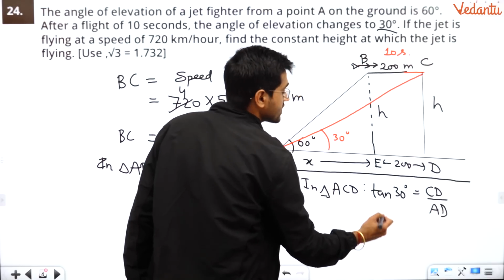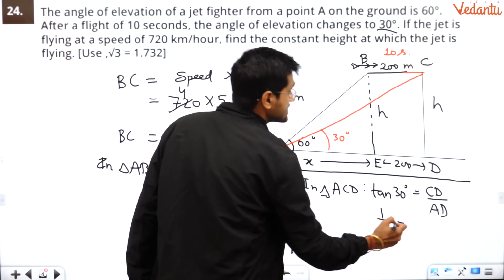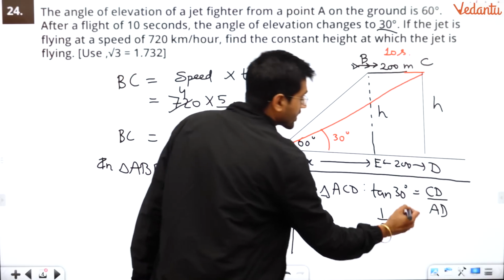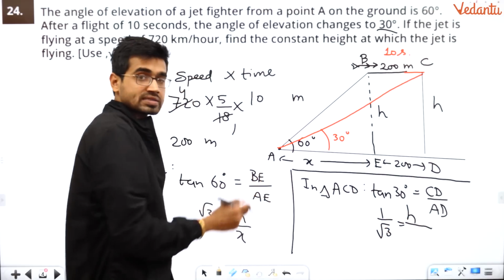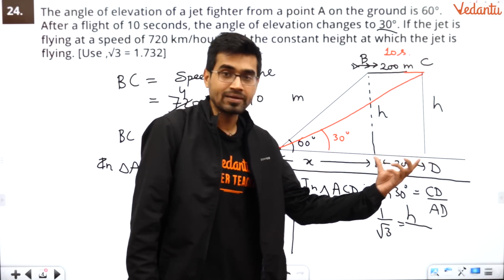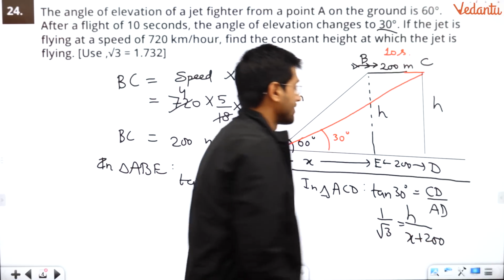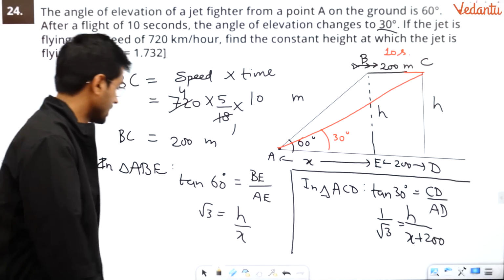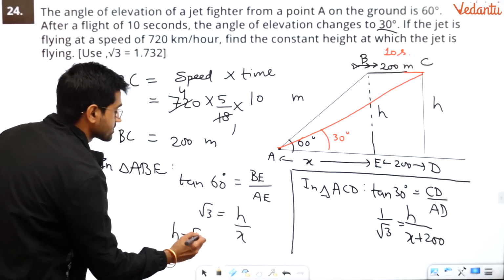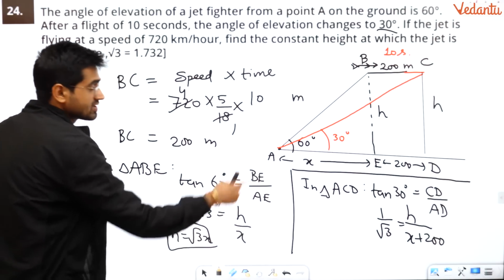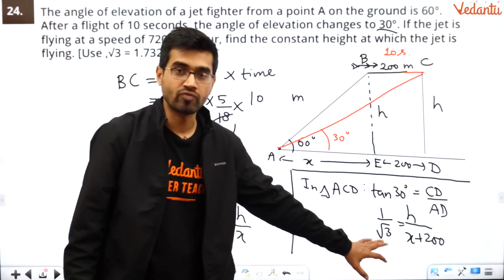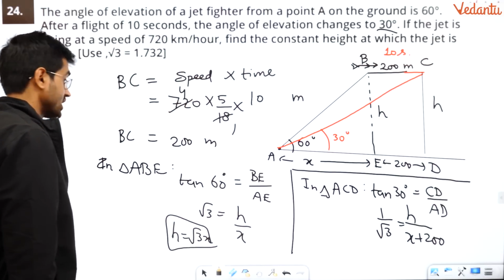Now tan 30 is 1 by root 3. What is CD? CD is equal to H. What is AD? AD is made of two parts, AE plus ED. This means X plus 200. Obviously now I am sure that I will substitute H with X. So H will be root 3X. This I will substitute in the second equation of mine. I need to change the page, I cannot continue in this.